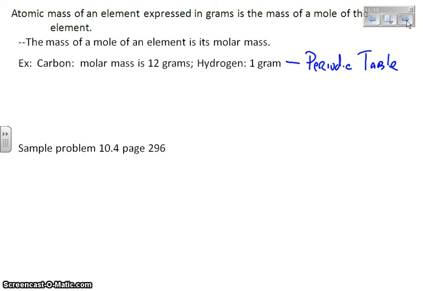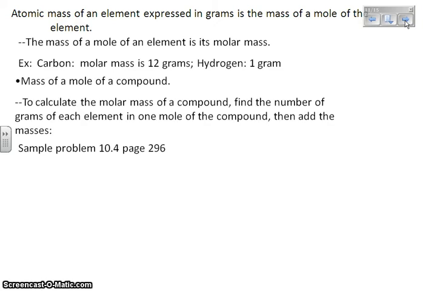All right? So the mass of a mole of a compound. To calculate the molar mass of a compound, find the number of grams of each element in 1 mole of the compound, then add the masses. So let's take a look at page 296, sample problem 10.4. Finding the molar mass of a compound. The decomposition, which means breaking down, of hydrogen peroxide, H2O2, provides sufficient energy to launch a rocket. What is the molar mass of hydrogen peroxide?